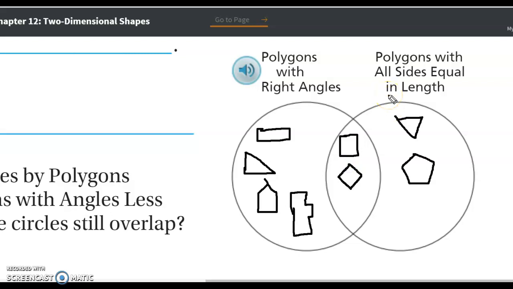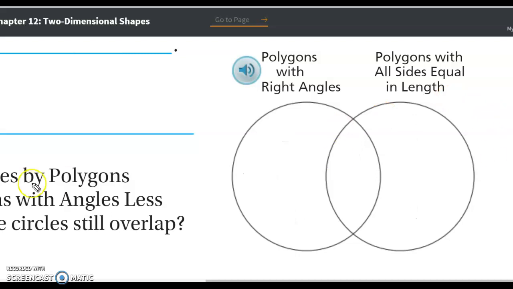All right, now the question was, what about that green rhombus? Where should that have gone? Did it have right angles? It did not. So it had to go over here with all the sides being equal. Because remember, a rhombus is a square that's been squished down. So this is what your Venn diagram should have looked like.